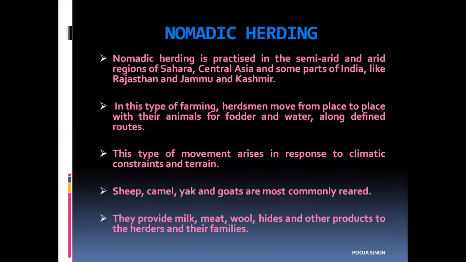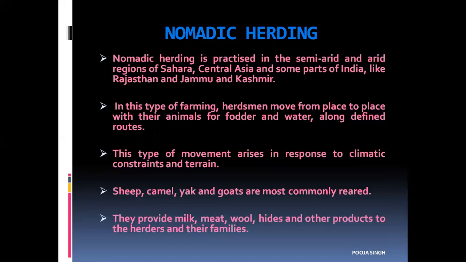Nomadic herding. Nomadic herding is practiced in the semi-arid and arid regions of Sahara, Central Asia, and some parts of India like Rajasthan and Jammu and Kashmir. In this type of farming, herdsmen move from one place to another with their animals for fodder and water along defined routes. This type of movement arises in response to climatic constraints and terrain.